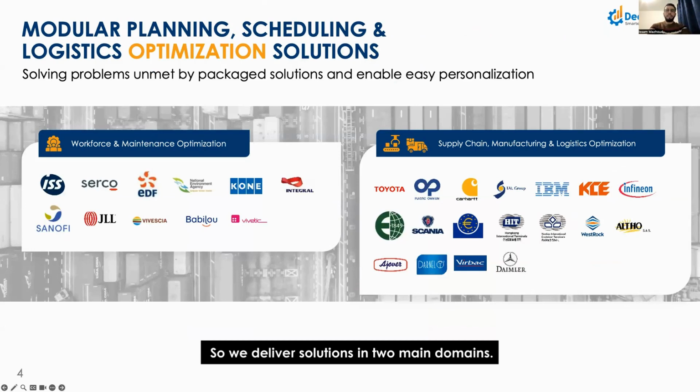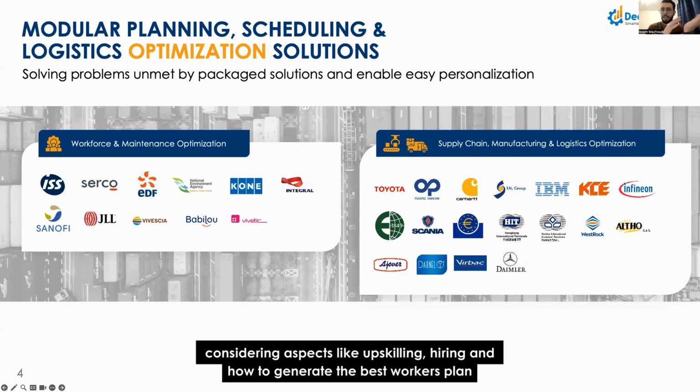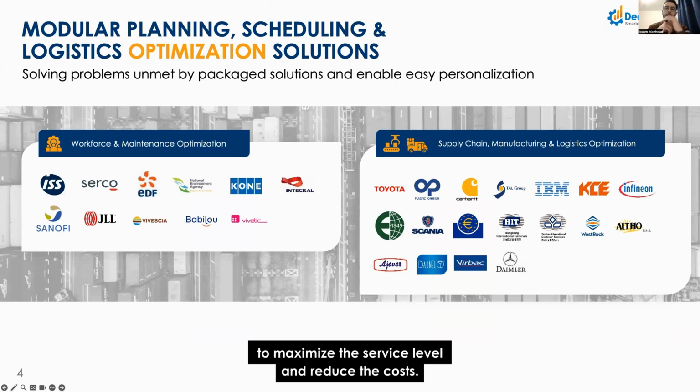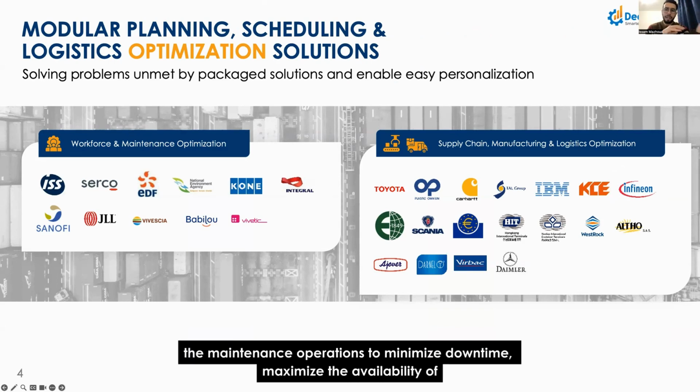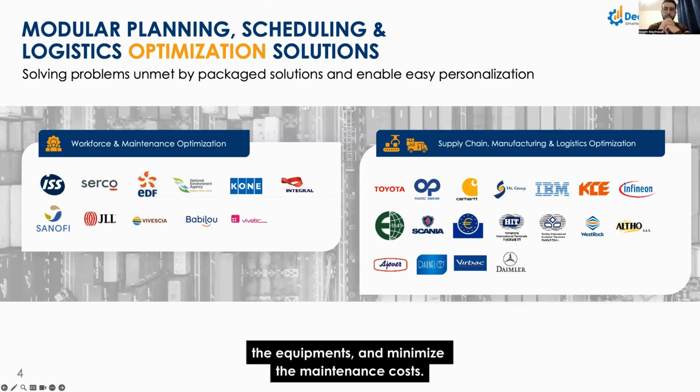So we deliver solutions in two main domains. The first domain is workforce and maintenance. This includes workforce planning and scheduling, considering aspects like upskilling, hiring, and how to generate the best workers plan to maximize the service level and reduce the costs. In this first category, we also provide maintenance optimization solutions, considering aspects like equipment usage forecast, planning and scheduling the maintenance operations to minimize downtime, maximize the availability of the equipment, and minimize the maintenance costs.